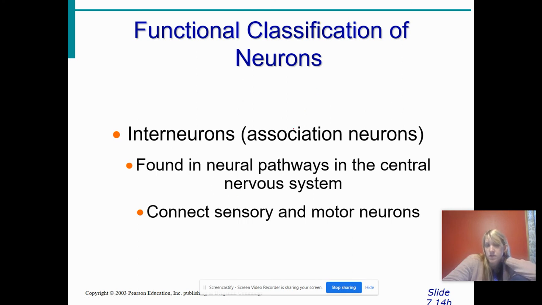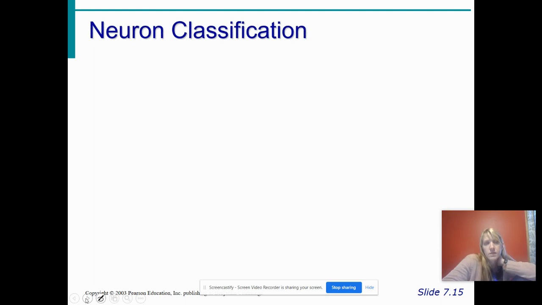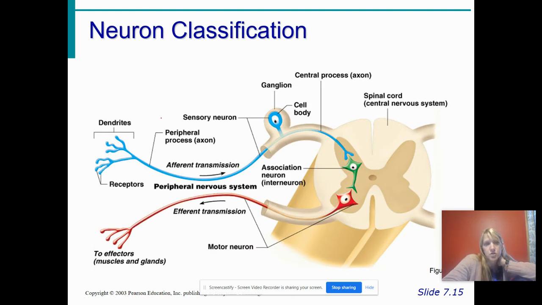This is the association neuron I was talking about. They're found in the brain and spinal cord. They connect the sensory and the motor. Because remember, there's a one-way system. I love this picture. It's so great. I'd study it. Probably on your test.